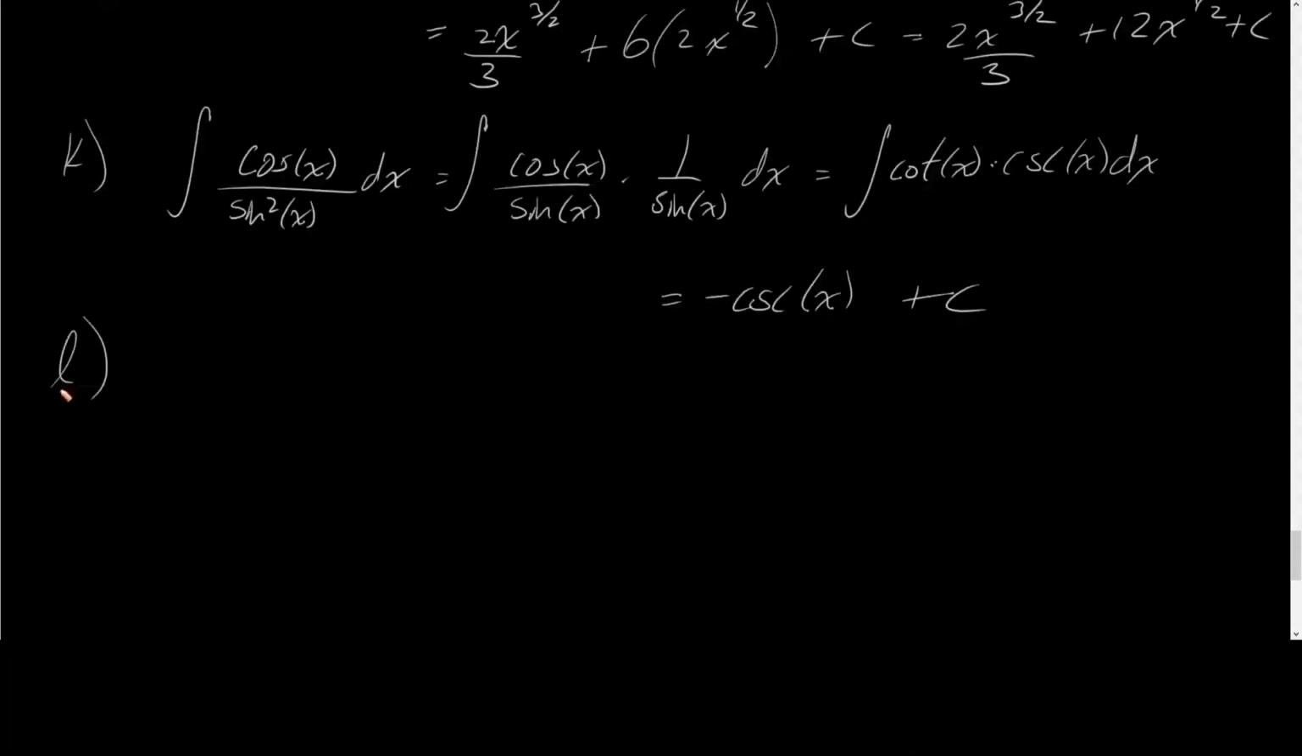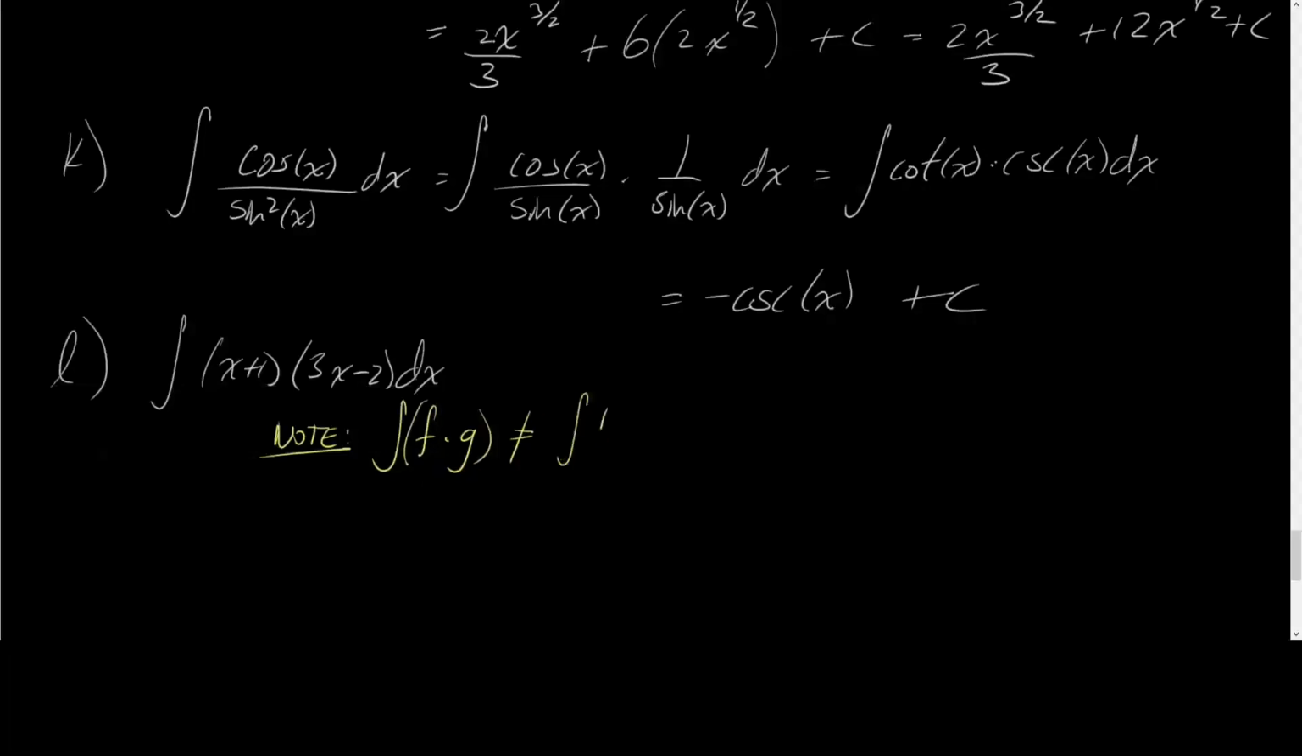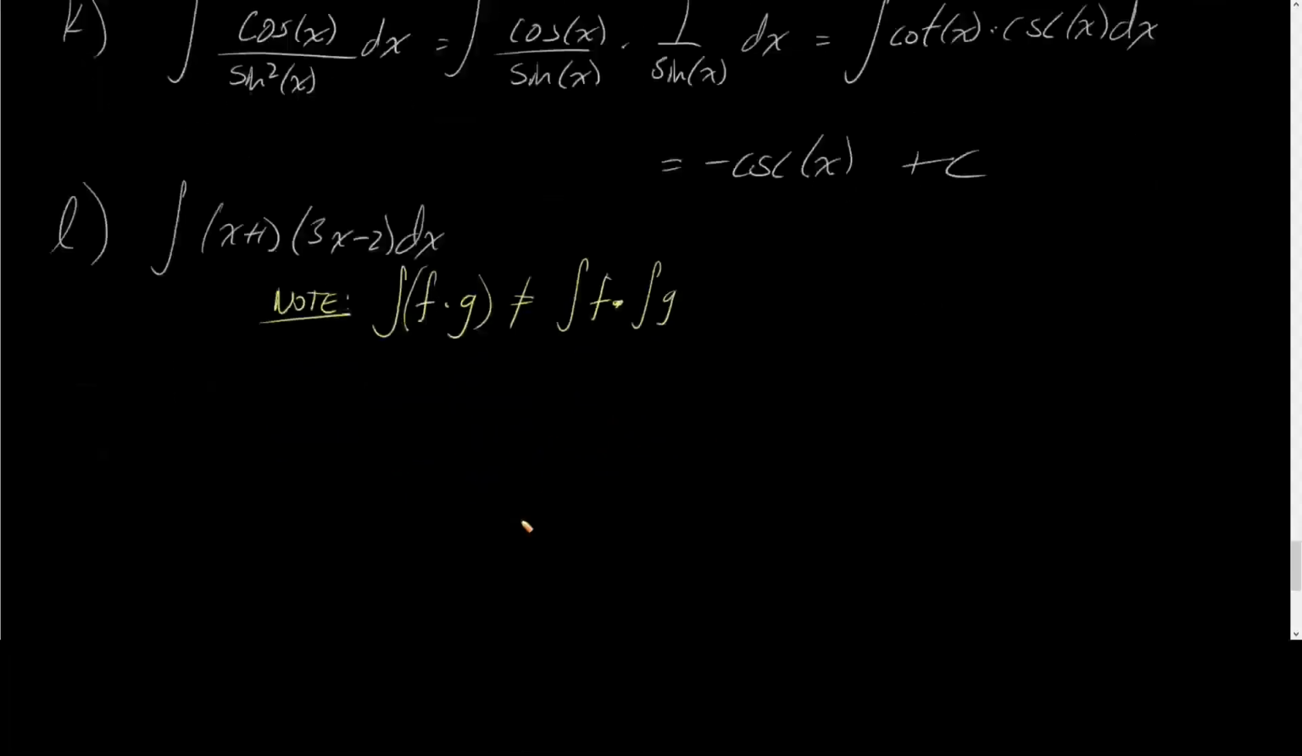Let's say that I have x plus 1 times 3x minus 2 dx. All right. Before I do that, I'm going to make a note here. The integral of f times g is not the integral of f times the integral of g. All right. That is not a thing. So don't think that we can just take the integral of this piece and then the integral of that piece, and then that will be our answer. No. What we need to do here is distribute this inside.